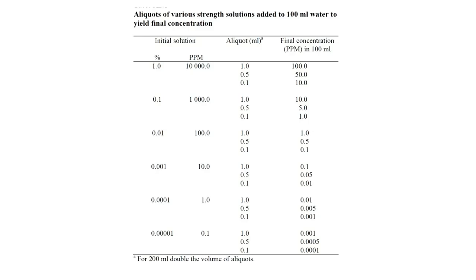So for example, if you had a 0.001% stock solution, or 10 milligrams per liter of the control agent, you would add 1,500 or 100 microliters of stock solution to cups holding 100 ml of water to obtain final concentrations of 0.1, 0.05, and 0.01 milligrams of the control agent per liter. If your bioassay cups hold more or less than 100 ml, then you need to adjust the amount of stock solution added to each cup accordingly.